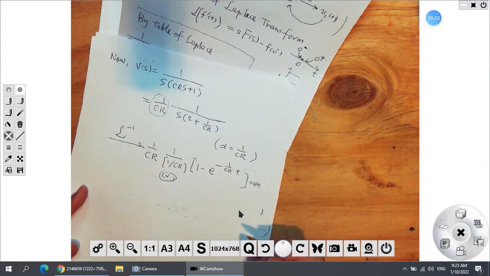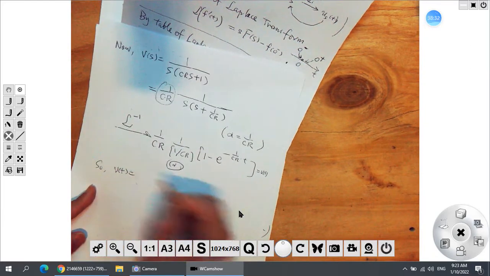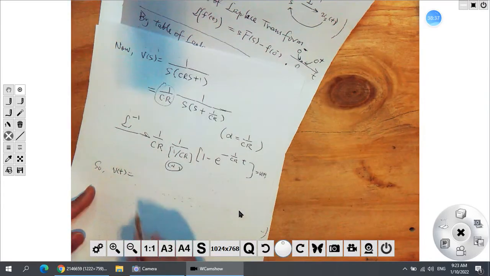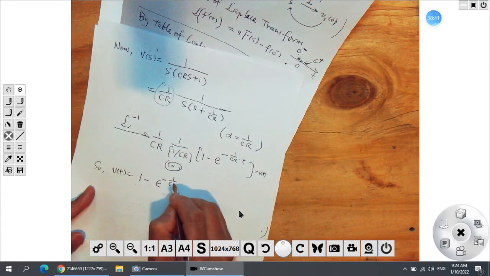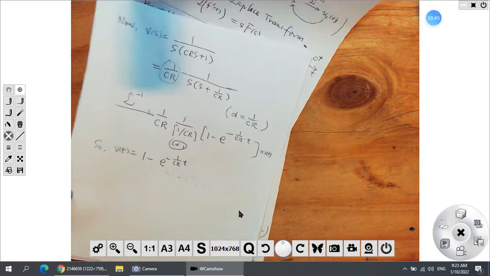So we know V of t equals, we can simplify, right? This one can be cancelled. It is 1 minus e to the negative 1 over CR times t. Okay, you got it, right?